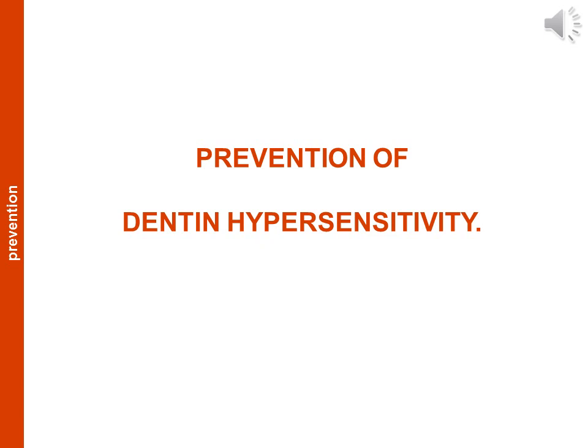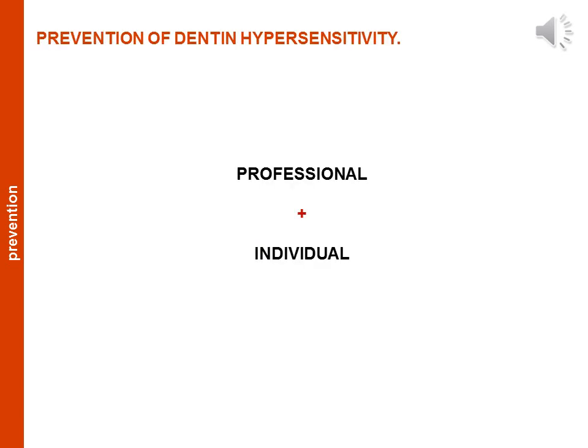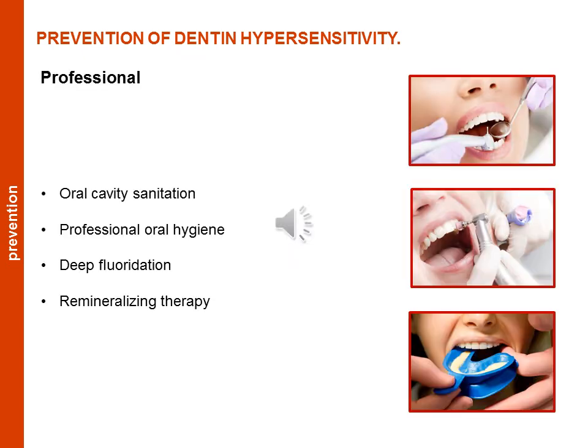Prevention of dental hypersensitivity. Prevention of dentin hypersensitivity can be professional and individual. Professional prevention of dental hypersensitivity consists of oral cavity sanitation, professional oral hygiene, deep fluoridation, and mineralizing therapy.